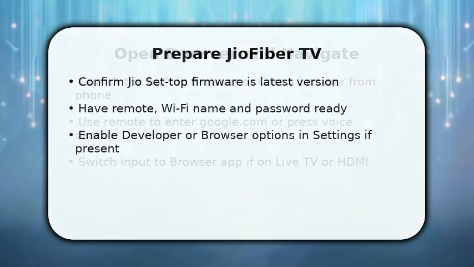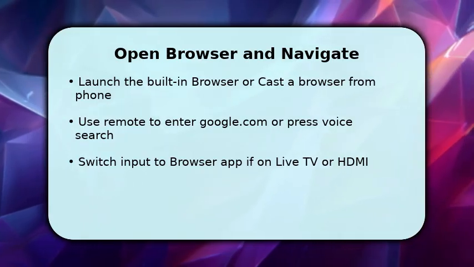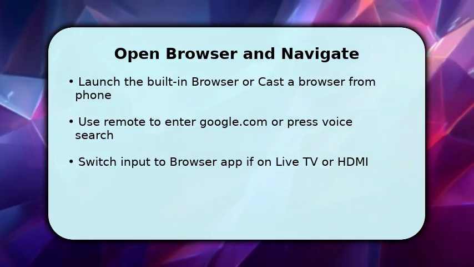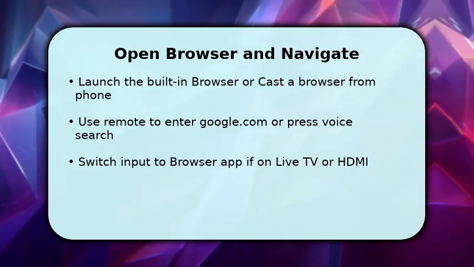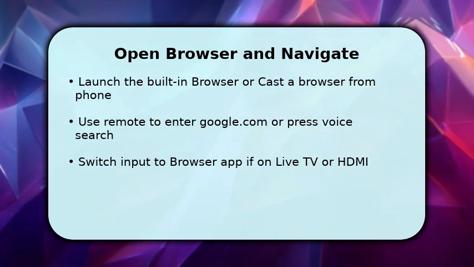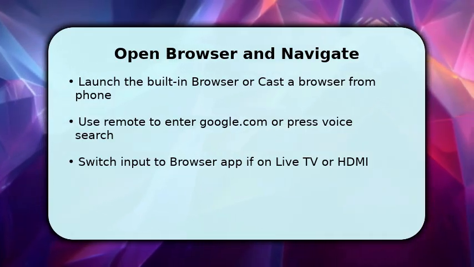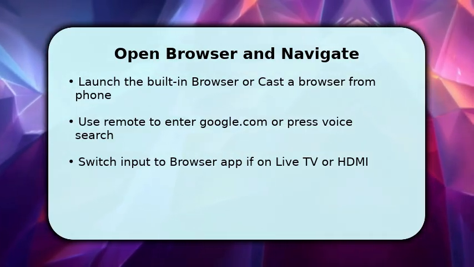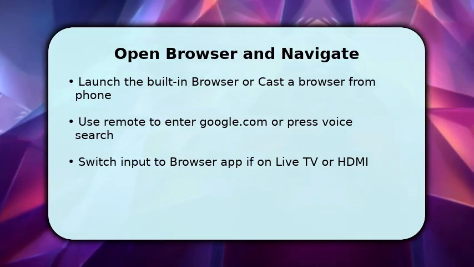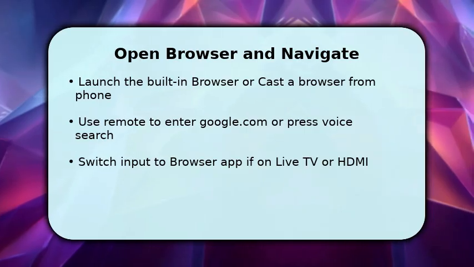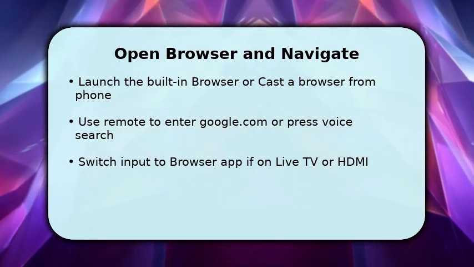You now open the Jio browser app from the Apps menu or use voice search on the remote to call up the browser. Once the browser is active, use the on-screen keyboard to type Google. If typing is slow, pair a Bluetooth keyboard or cast a phone browser via screencast. Make sure the input focus is the browser app rather than live TV or HDMI. Otherwise, the address bar won't accept input. This lets you reach Google's homepage directly and speeds navigation.